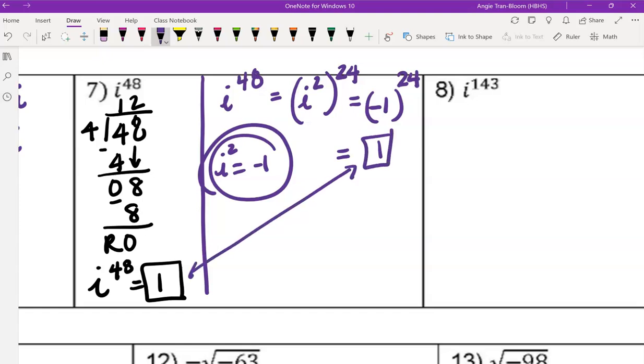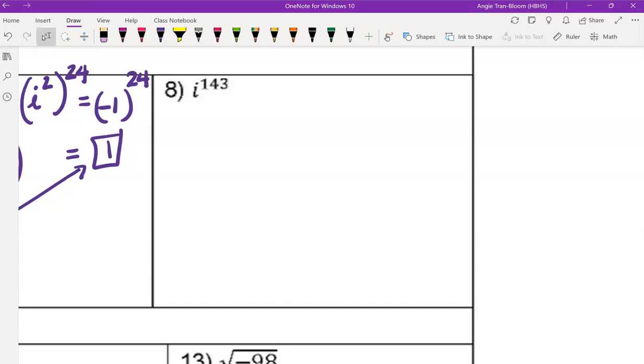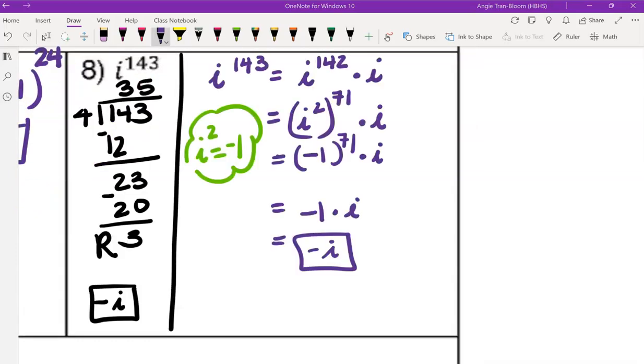So you can have first method or second method. You should have the same answer. Okay, I want you guys to try out i to the 143rd. Pick a method, it doesn't matter, okay? And then see what you can get. All right, so as you can see, I did it both ways, okay? Dividing by 4 to see the remainder and making pairs of i squared. So either way, our answer should be exactly the same. Students, you don't have to copy both. Just pick one method and go with it.